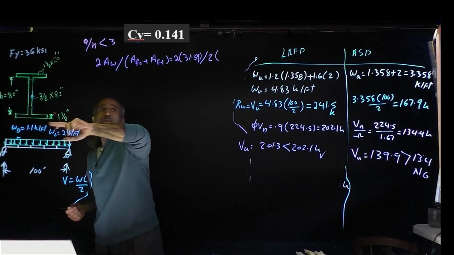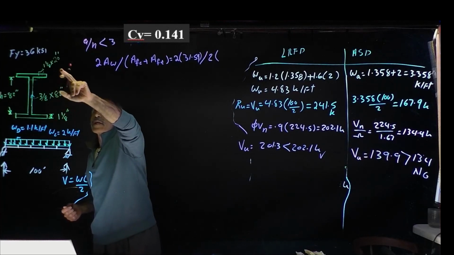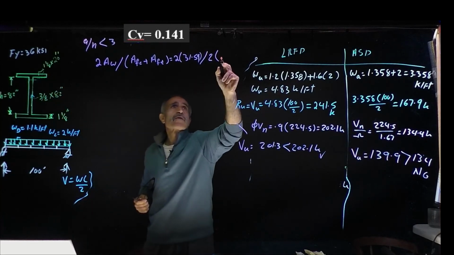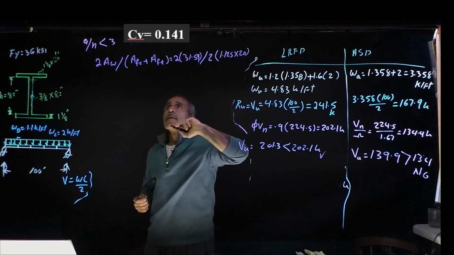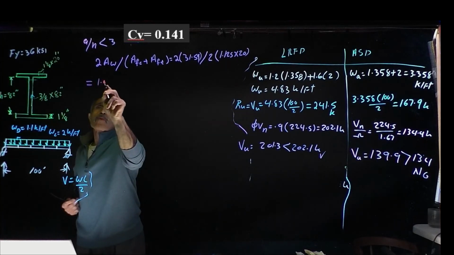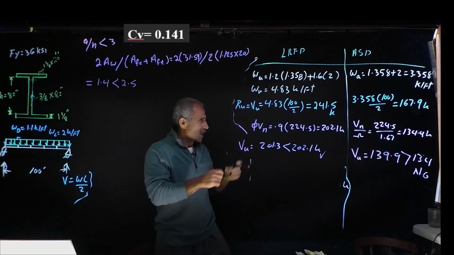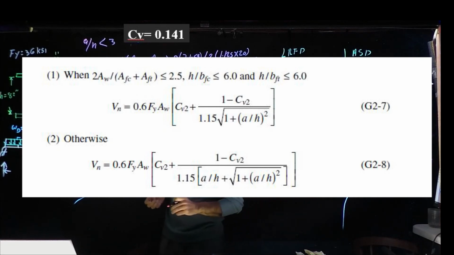They both equal 1 1/8 times 20 inch. So 1 1/8 becomes 1.125 times 20 inch. And that comes out to 1.4, which is less than 2.5. And we satisfied that condition over here. So now we're going to go ahead and check the other 2 conditions, and we can satisfy those too.